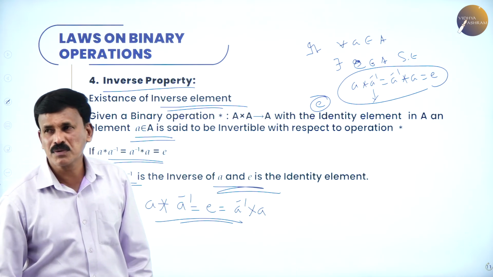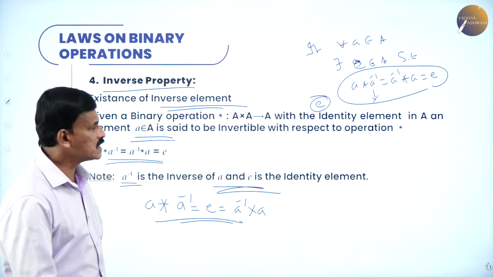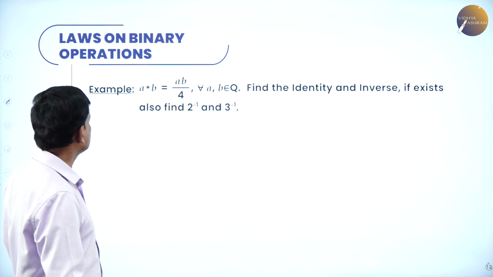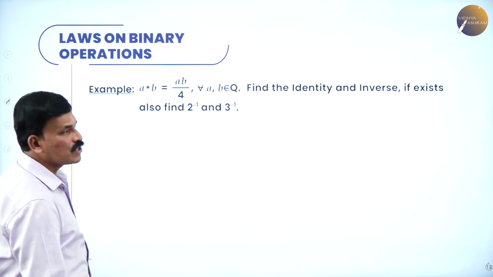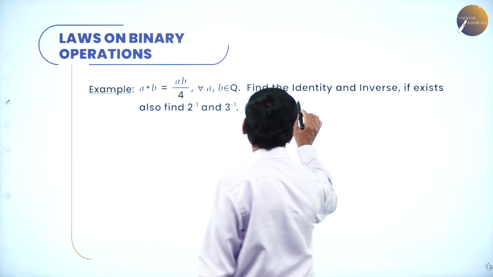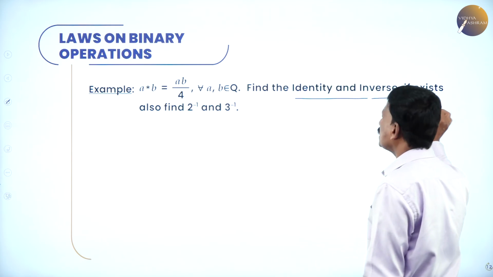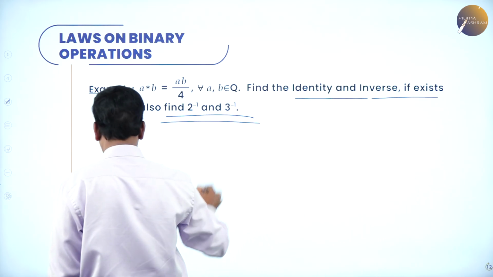Now, let us take a problem on this. Let us take a few examples based on identity and existence of inverse. What is the problem? Consider A star B is equal to AB by 4 for all A, B belongs to Q. Find the identity element and the inverse element if it exists. Also find 2 inverse and 3 inverse.